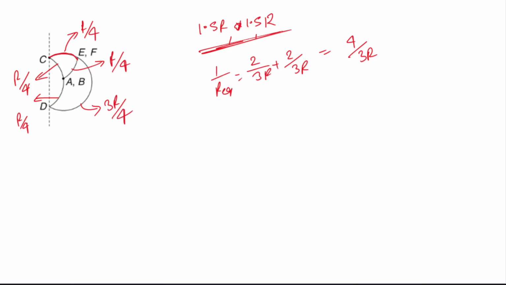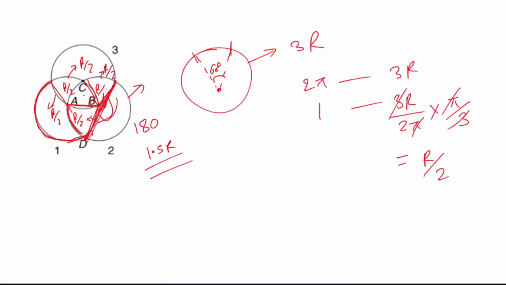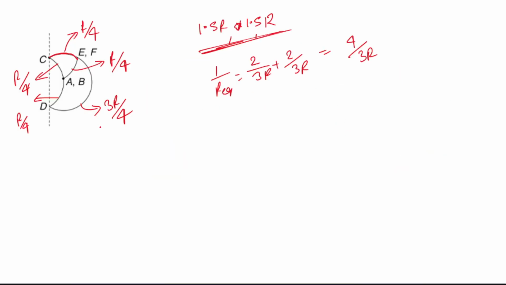I hope you have got this. Where did this 3R/4 come from? Look, this part is going to fall onto this one. So they will be in parallel, and this is 3R/2, 1.5 R, right? And this is 3R/2. So 3R/2, 3R/2 in parallel will become 3R/4. So that is why I have written it like this. Now you solve this circuit.